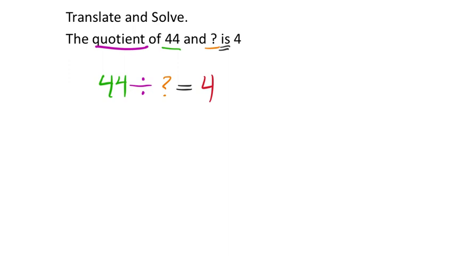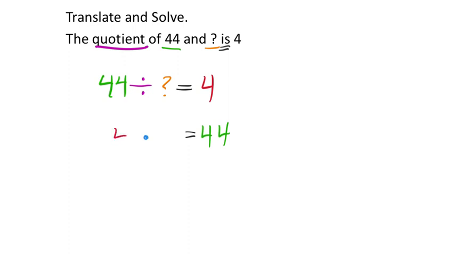This is the translation. Now, in solving it, though, we would switch the order up. We're going to switch the operation into multiplication. So the dividend in the division problem is going to be the product. So there's my 44. There's my equal sign. And then the divisor and then the quotient become factors.